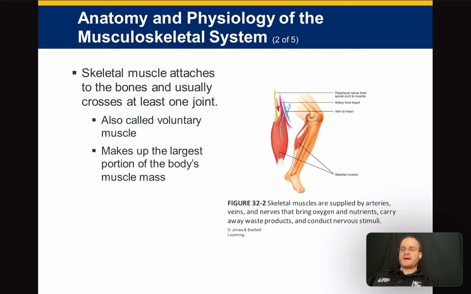These are also called voluntary muscles. Why is that? Because skeletal muscle is the one you have control over. You don't have conscious control over your heart and the muscle activity in there. You don't have conscious control over the smooth muscle in the uterus or in the bronchioles.